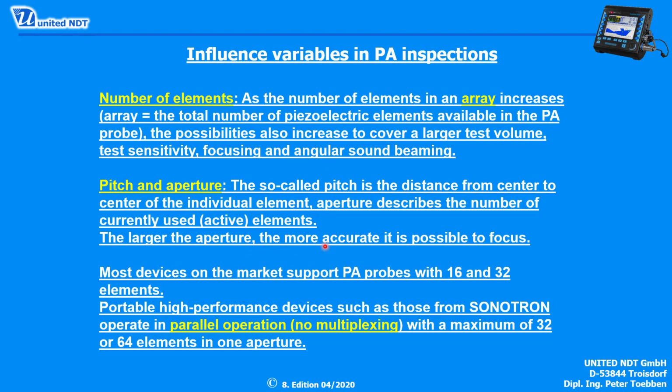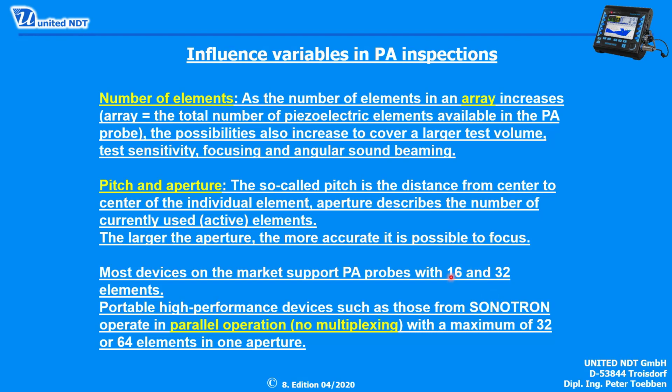The larger the aperture, the more accurately it is possible to focus. Most devices on the market support PA probes with 16 and 32 elements. So that means they have 16 or 32 pulsers on board. Portable high-performance devices such as those from Sonotron operate in parallel operation. That means there's no multiplexing. There are instruments with multiplexing. They are not so fast because they multiplex.